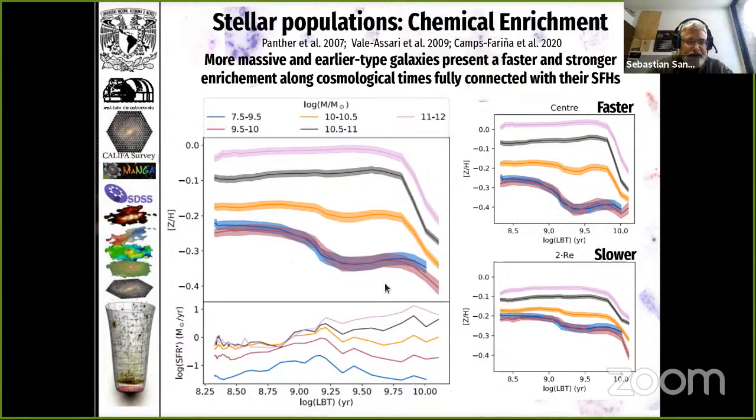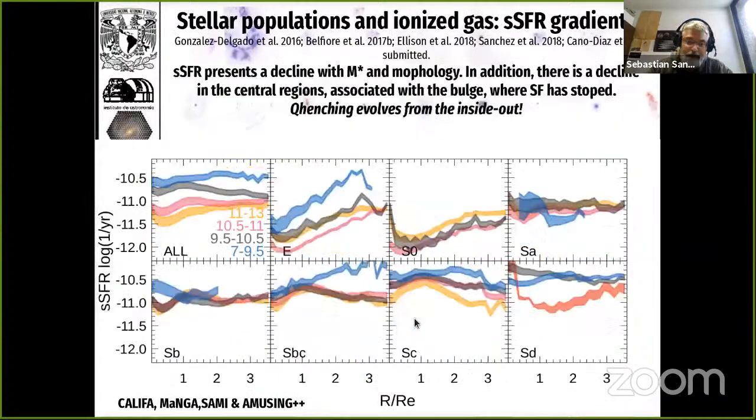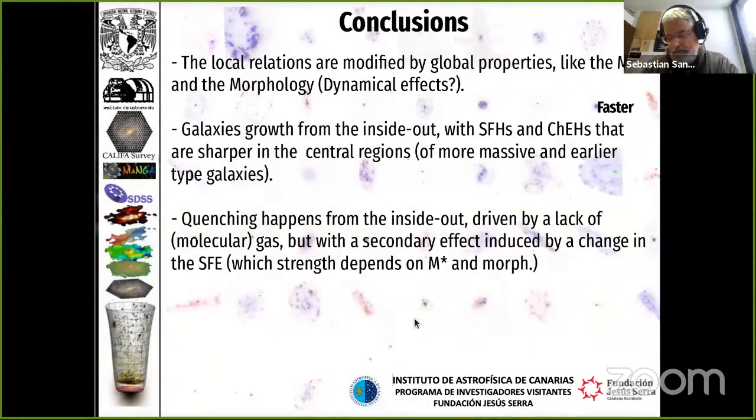However, this is integrating the properties of galaxies, and this was known before since Panter and collaborators. However, when you split that from the center to the outer part, is when you see this differential enrichment, and the central part is enriched faster than the outer part in galaxies, due to the fact that the central part also presents a sharper star formation history. So that's what I wrote in the conclusion, but I didn't show the plot.